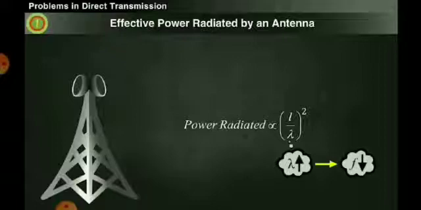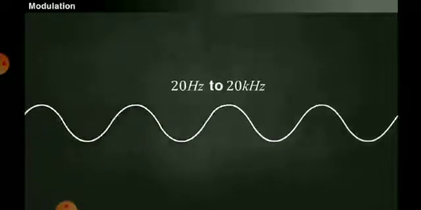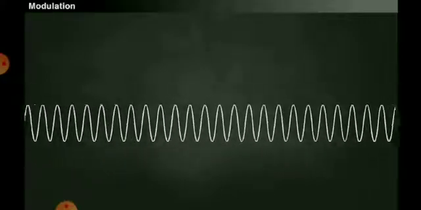Another problem is the effective power radiated by an antenna. Theoretically, the power radiated from a linear antenna of length L is proportional to (L/λ) squared. This shows that when we transmit a message signal of longer wavelength, that is of low frequency, the power radiated will be very small. The reason for all these problems is the low frequency of the signals. If the frequency is high, we can overcome all these problems.